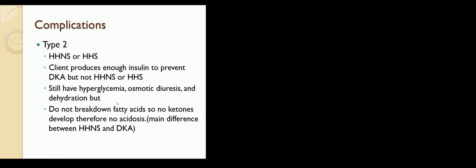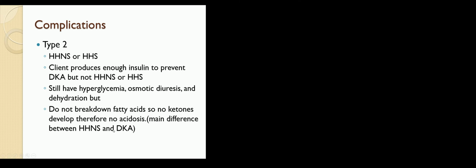The client produces enough insulin to prevent DKA with type 2, because remember, they do have some insulin on board, but not enough to prevent HHNS or HHS from occurring. So they still have hyperglycemia, they still have osmotic diuresis and dehydration, but they don't break down fats and proteins because they have some insulin on board. So insulin is still taking some glucose to the cells to be stored. So no ketones, no amino acids are being broken down, therefore no acidosis. And that is the main difference between HHNS and DKA.